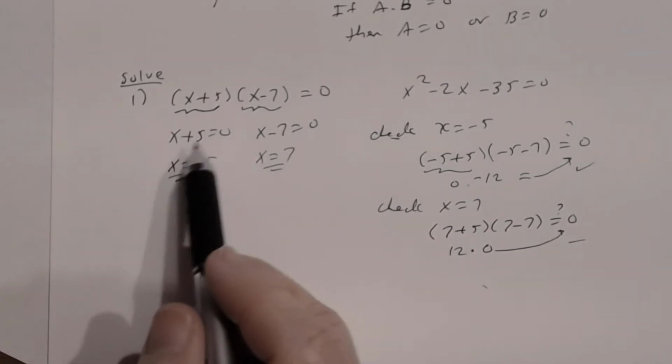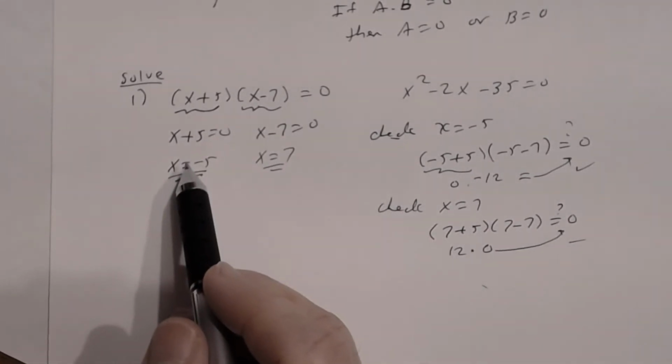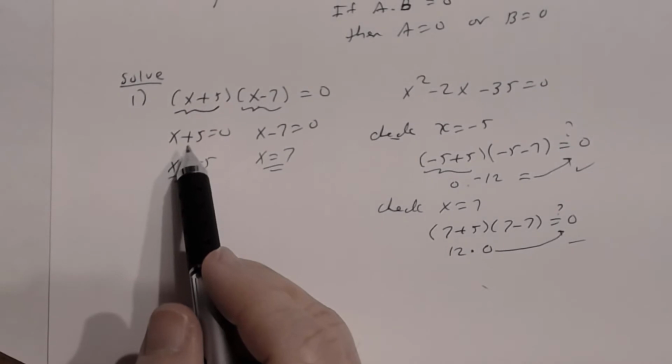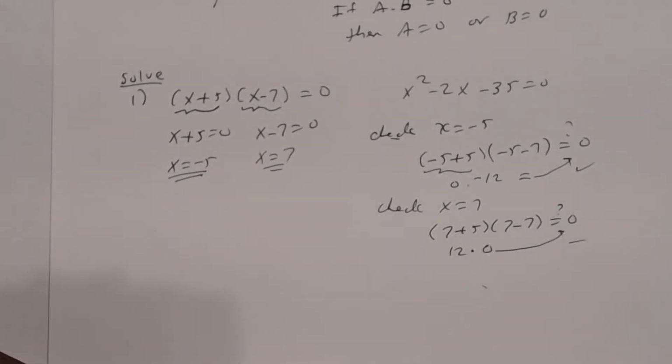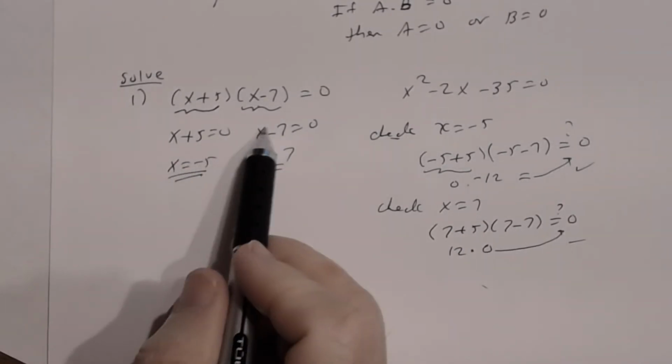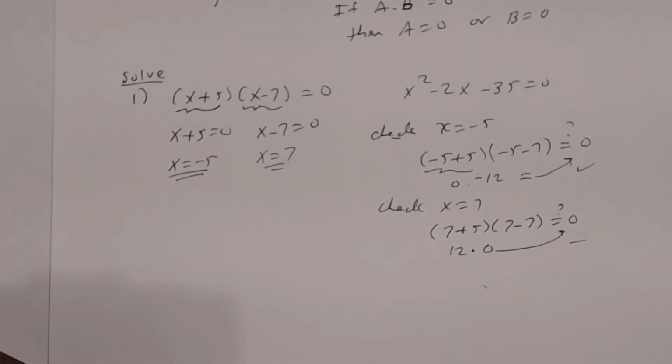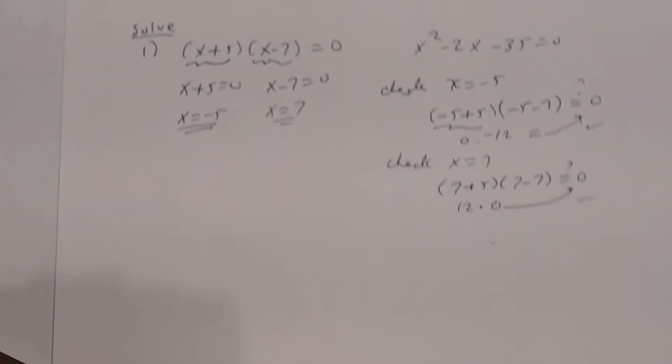And then you can skip some steps here, since that's pretty easy to do. So most of you know that if x plus 5 equals 0, then x has to equal -5. Okay? But you must show each of those factors being set equal to 0. Okay? All right, number 2.